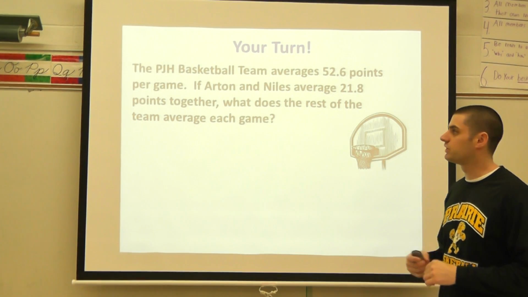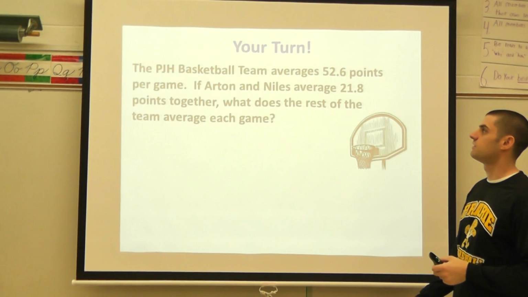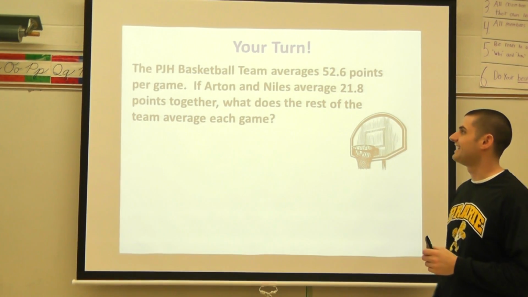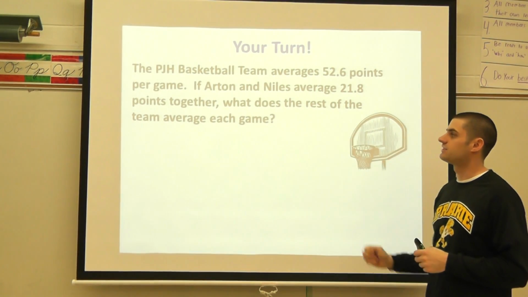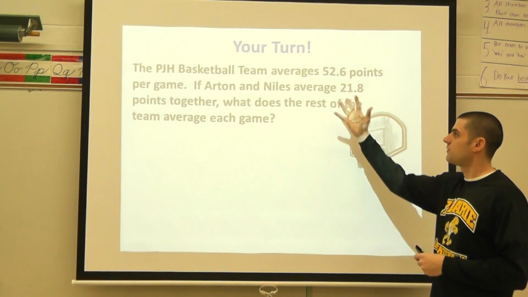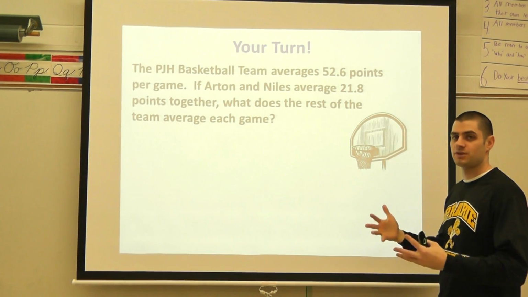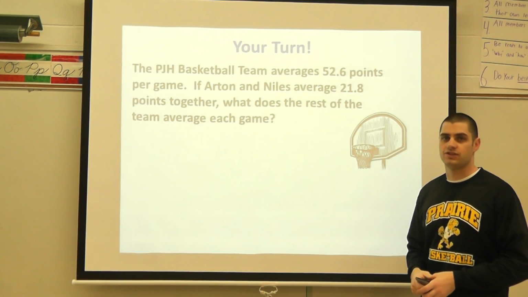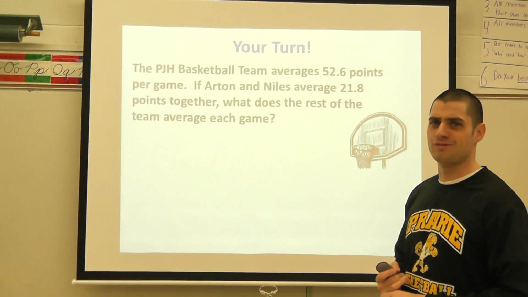All right, your turn. In this problem, you are going to try and figure out what you need to use to solve the problem. It says the Prairie Junior High basketball team averages 52.6 points per game. If Arton and Niles average 21.8 points together, what does the rest of the team average each game? So again, they have a couple of averages up here of decimal points per game, how much these people are averaging, and you're trying to find how much the rest of the team averages. I know you're ready to go, so go ahead and pause that video. We'll see what you come up with.